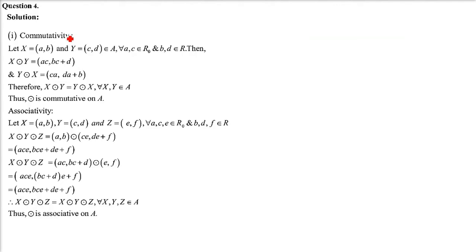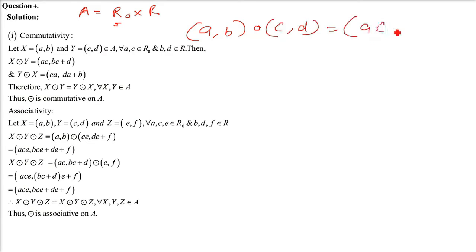Question number 4. Let A = R0 × R, where R0 denotes the set of all non-zero real numbers. A binary operation ∘ is defined on A like this: (a, b) ∘ (c, d) = (ac, bc + d) for all (a, b) and (c, d) belonging to R0 × R.